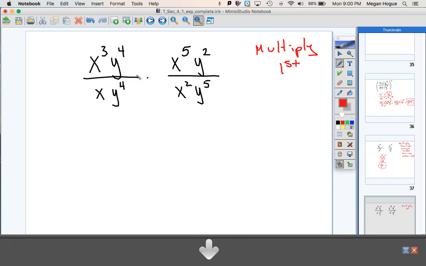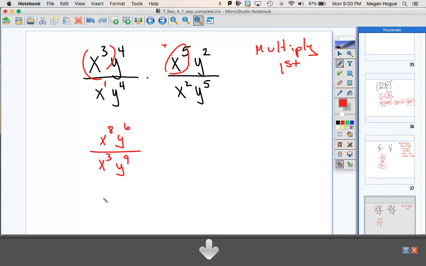So as I go across, it's multiplication. That means for the x's, I'm going to add those exponents. So I'm going to have x to the 8th. Same thing for the y's, we're going to add those, y to the 6th. On the bottom, that is an x to the 1st, so we're going to have x to the 3rd. Again, we're adding, so y to the 9th.